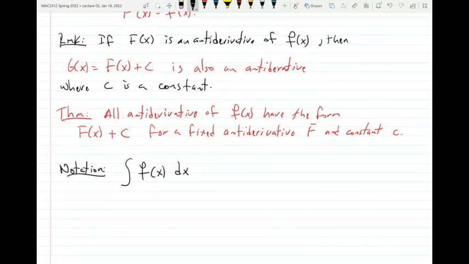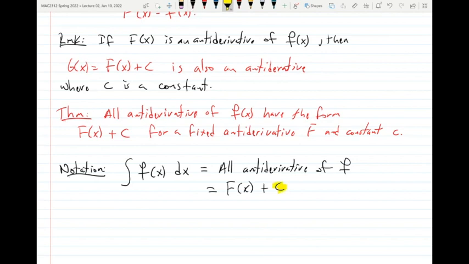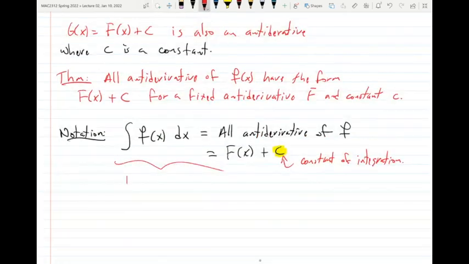Okay, so this equals all antiderivatives of little f, and therefore if you're going to evaluate this, all you have to do is find one antiderivative and then you just do plus c, where c, we call this the constant of integration. Okay, that's an arbitrary constant. So this right here is called the constant of integration. And this is what we mean by an indefinite integral.